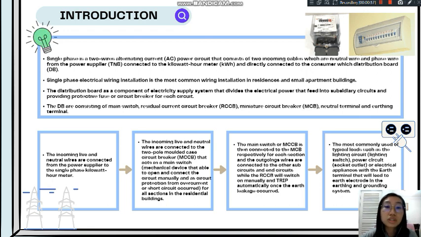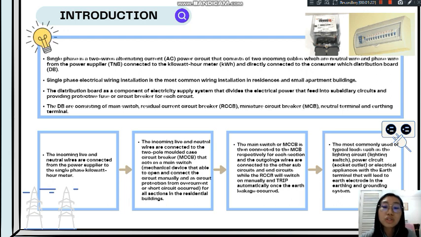After that, to distribute the electric power supply to every section in the residences, the incoming live and neutral wires are connected from the power supplier to the single-phase kilowatt-hour meter KWH. And second, the incoming live and neutral wires are connected to the 2-pole moulded case circuit breaker MCCB as a main switch. The main switch is used to open and close the circuit manually and as circuit protection for overcurrent and short circuit.